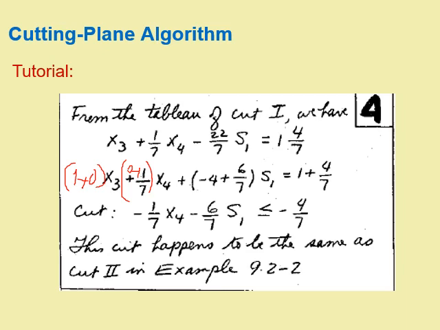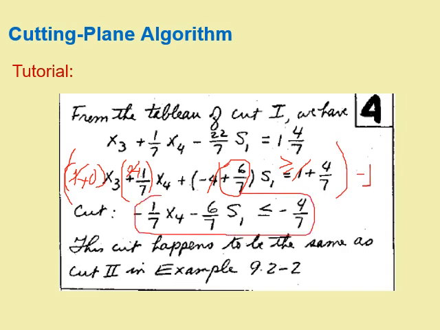Then for this S1, you have minus 4 plus 6 over 7. This fractional part is very important. It should be plus. And for the right hand side, we have 1 plus 4 over 7. And then just ignore the integer parts, this part, this part, this, and this, and convert this to greater than or equal to 0. And then multiply all of them by -1, and the cut that we obtain from this constraint is this.